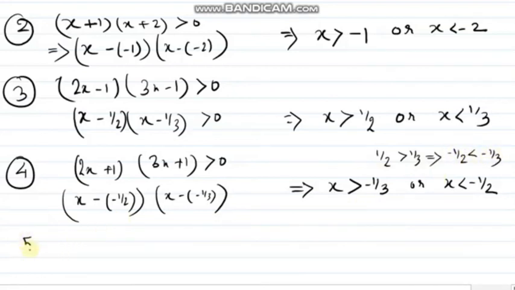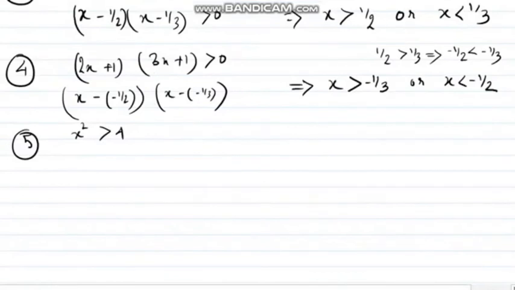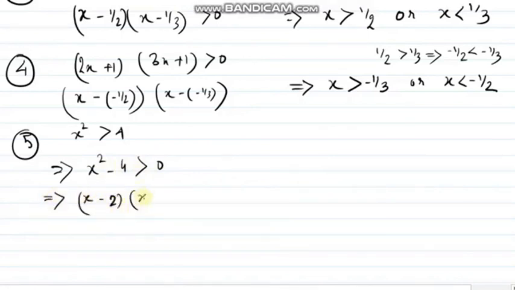The last one over here, if I ask x square greater than 4, what will be the solution? Be very careful. After doing so many sums, people still make mistakes. x square minus 4 greater than 0, so I will write (x minus 2) and (x plus 2) in this format. So x is greater than 2 or x is less than minus 2.